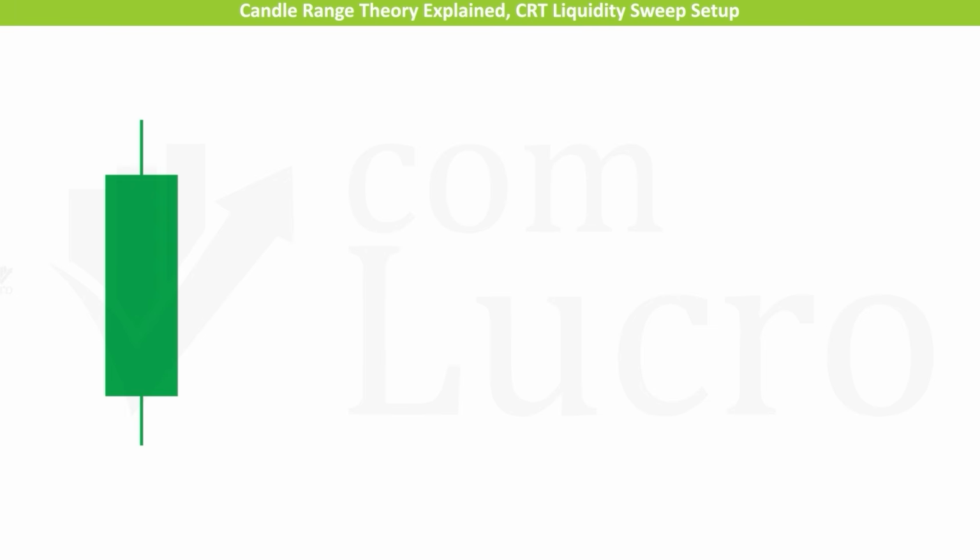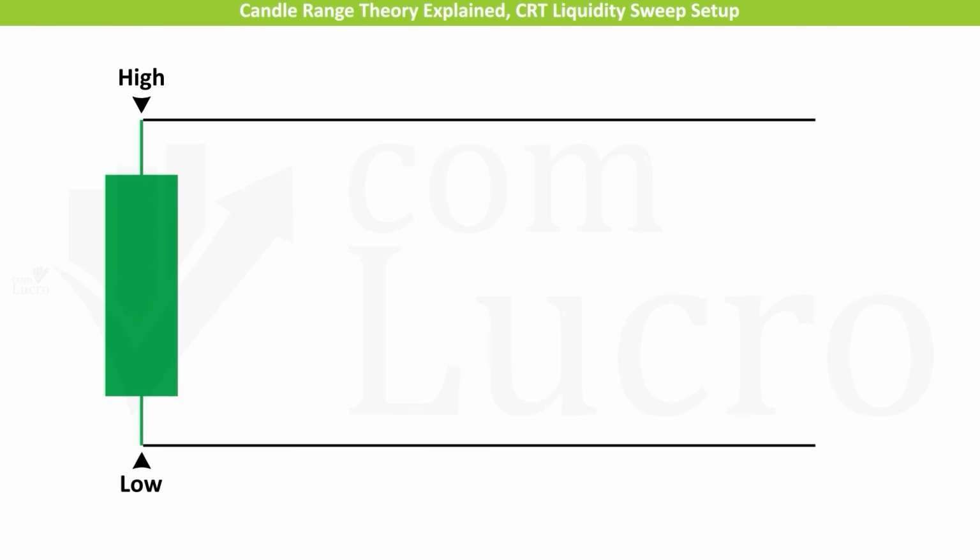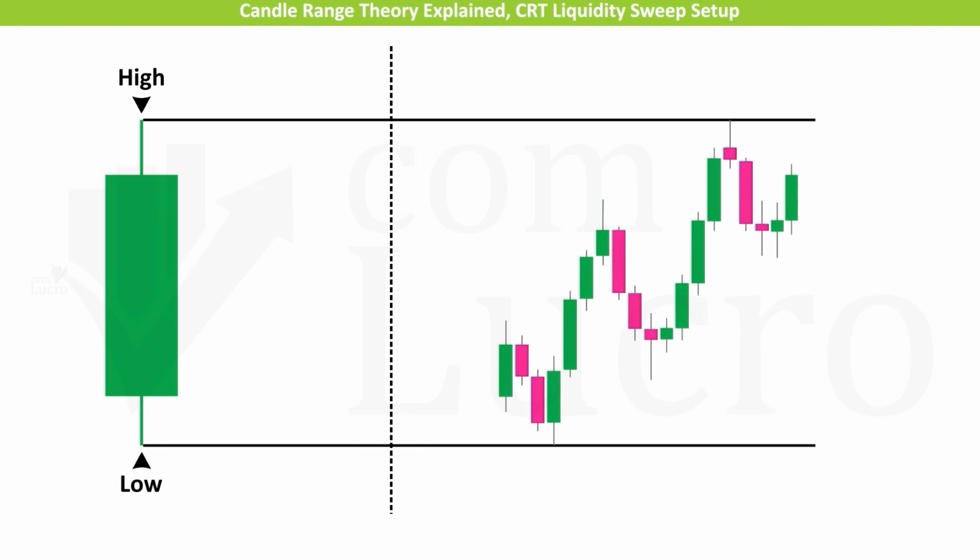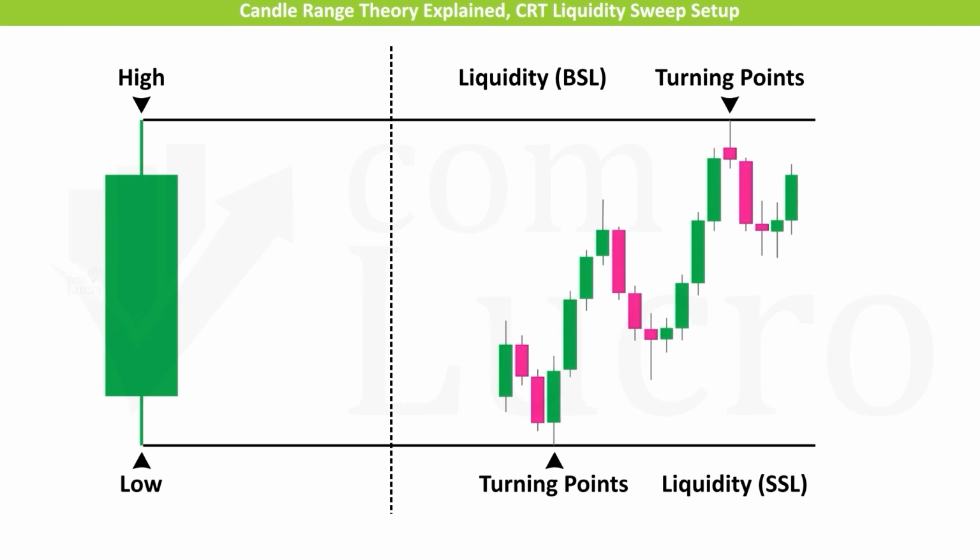Candle range theory, or CRT, is a trading concept built around a simple idea. Every single candlestick represents a complete trading range defined by its high and its low. When you break that candle down into lower time frames, you will notice that its high and low often act as turning points. That is not random. Those levels mark where liquidity forms.